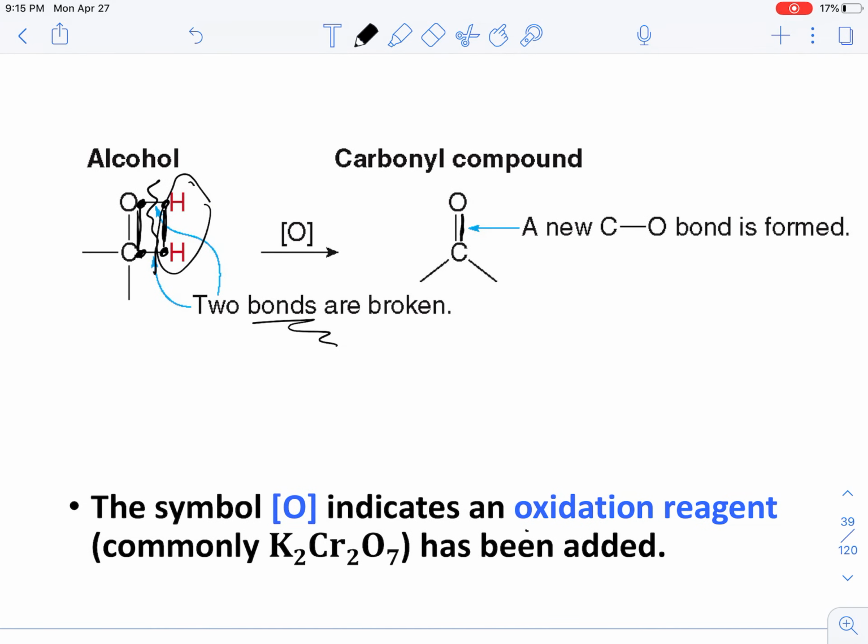And so a common oxidizing reagent is potassium dichromate. And you guys don't really need to know the exact oxidizing agents or reagents. Typically in the exam, I'll just abbreviate oxidation as just O with a bracket, right? And so that should be general enough for you to understand that an oxidation is going to occur.